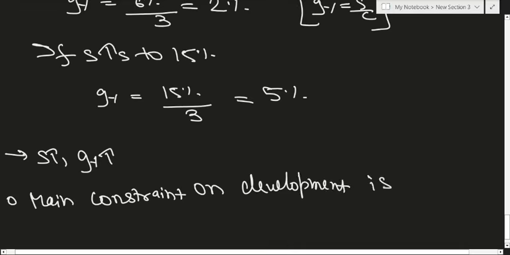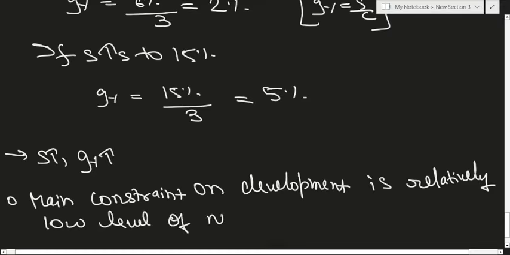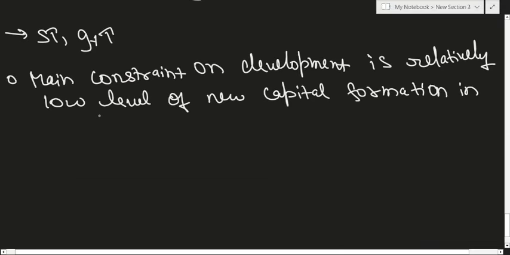Okay, so from this we can say that the main constraint on development is the relatively low level of new capital formation in most poor countries. They don't have much resources to allocate to savings or investment, therefore this acts as a constraint in most poor countries. Alright.